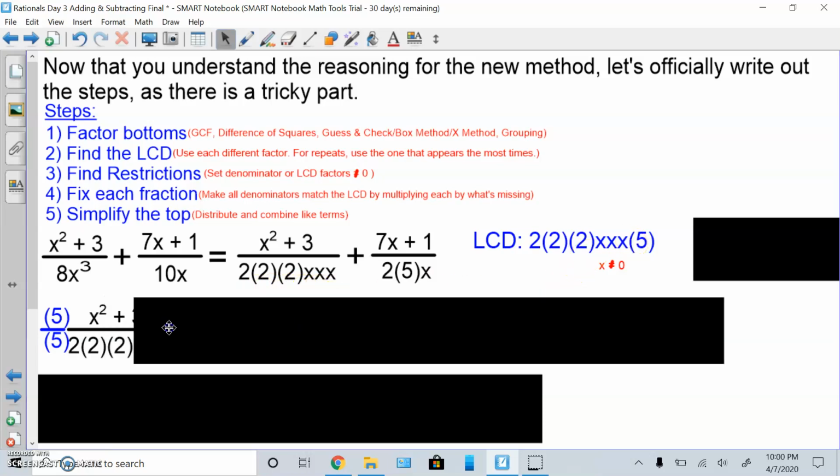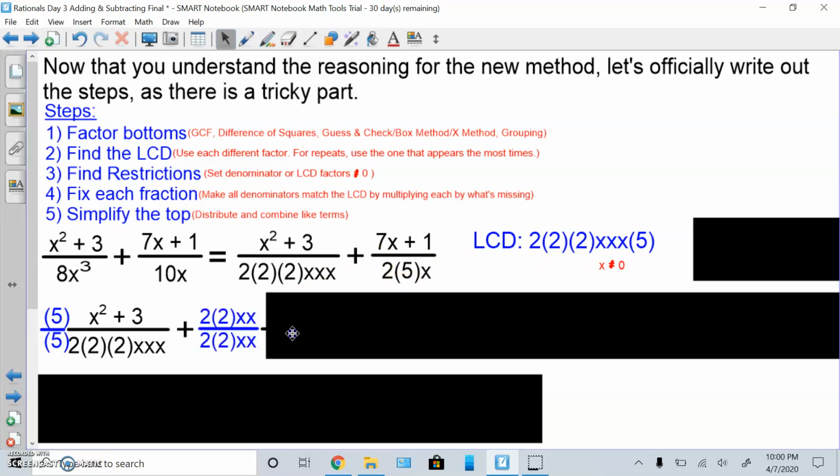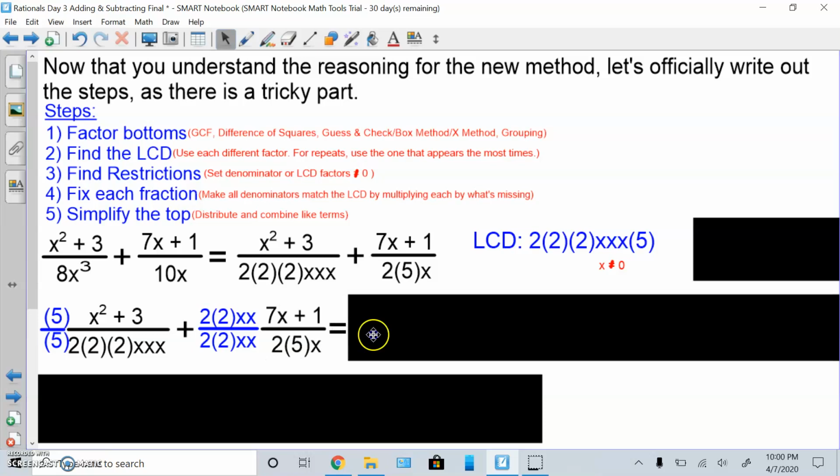It's missing a 5. So all I do is multiply by 5. The second fraction has 3 things, but it needs 7 things, so it's missing 4 of them. I'm going to write all 4. So it's missing 2 2's and 2 x's. All right, once you're there, you're going to simplify the top.